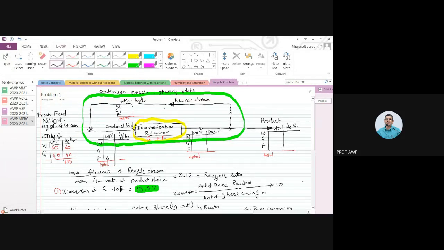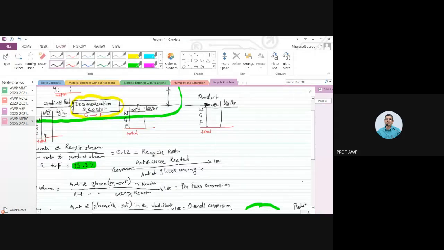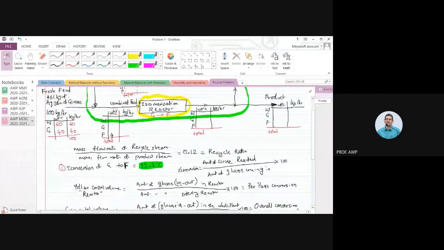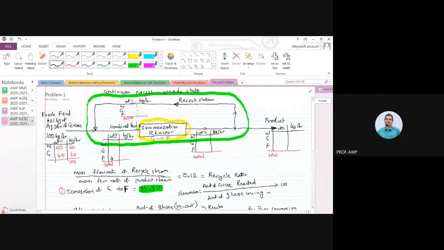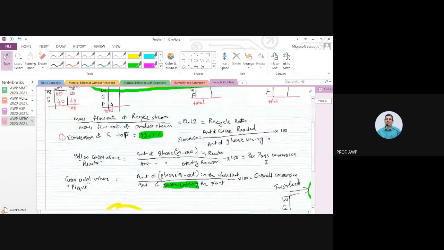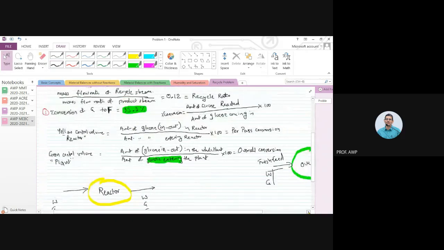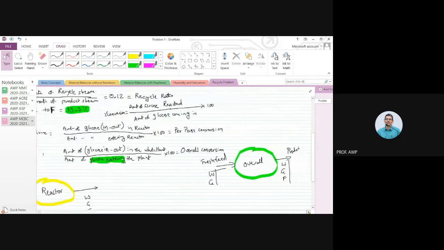Now if you think about this problem, water and glucose are coming in. There is a recycle stream that contains water, glucose and fructose. They mix together. Combined feed goes to the isomerization reactor. Water, glucose and fructose come out. Part of it is recycled and partly it is sent as a product. So if you think about this green control volume, that's your overall plant.